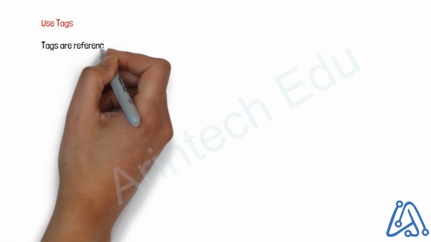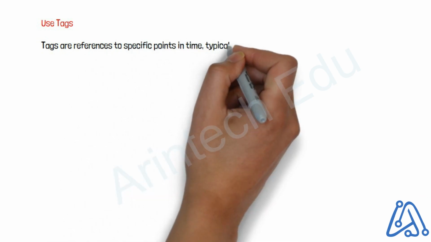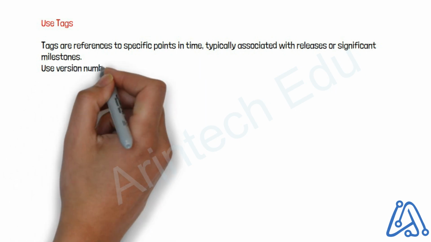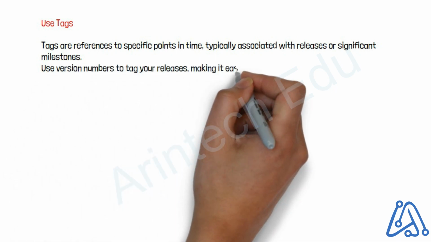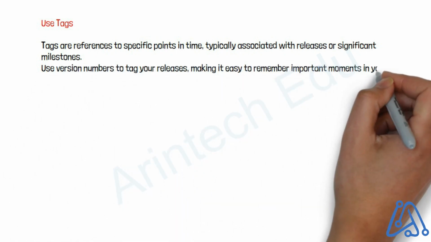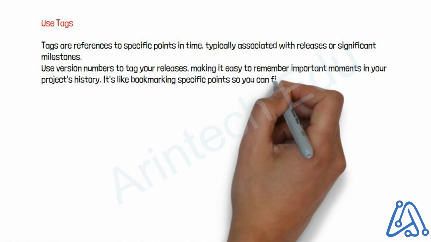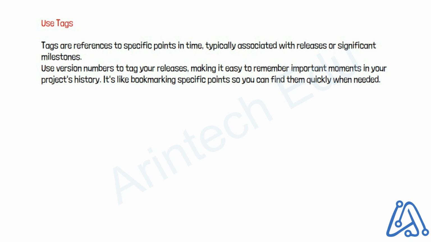Use tags. Tags are references to specific points in time, typically associated with releases or significant milestones. Use version numbers to tag your releases, making it easy to remember important moments in your project's history. It's like bookmarking specific points so you can find them quickly when needed.